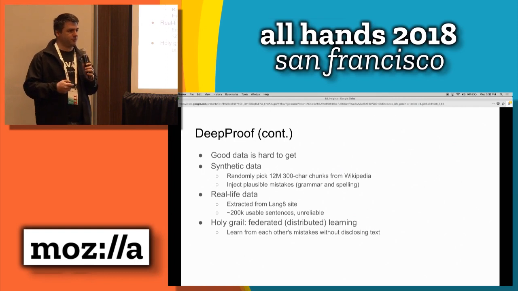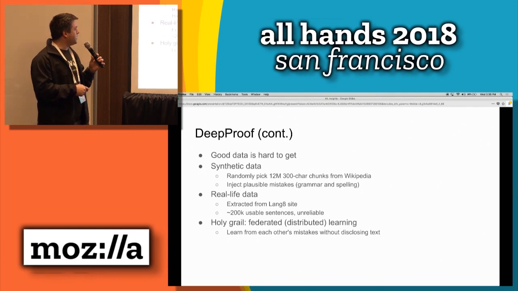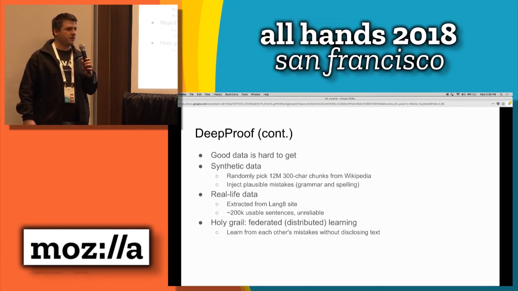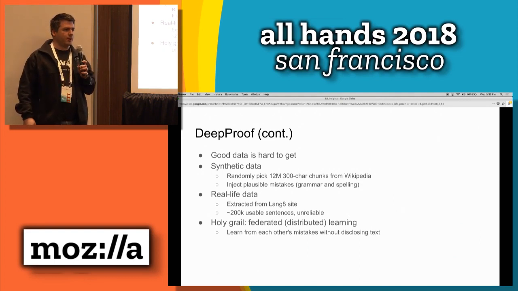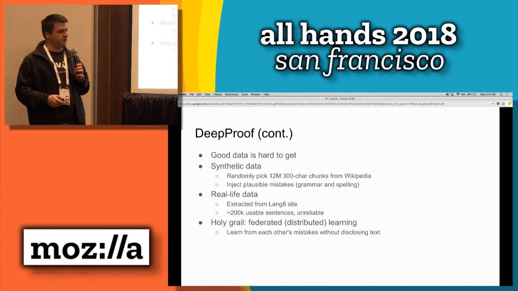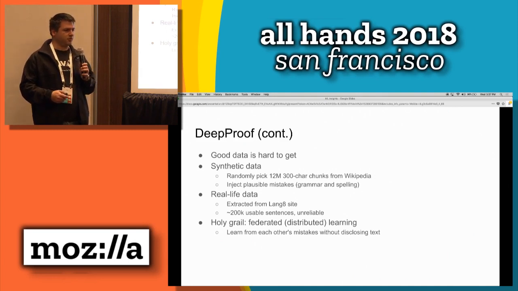And that's a lot easier because there's tons of ways to corrupt it and only one way to fix it. So with that incorrect data, we pick something like 12 million chunks of 300 characters from Wikipedia, corrupt it with plausible mistakes, and have the network train on that. We can also get some amount of real-life data. There's a website called Lang8 where people learn to write English, and other native speakers correct what they write. So we have some amount of real data that we can add for more realistic mistakes. So the two combined together can do a decent job.